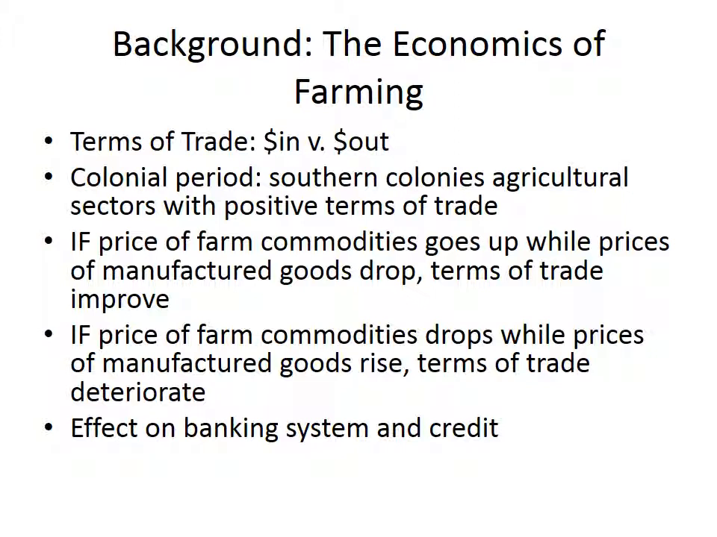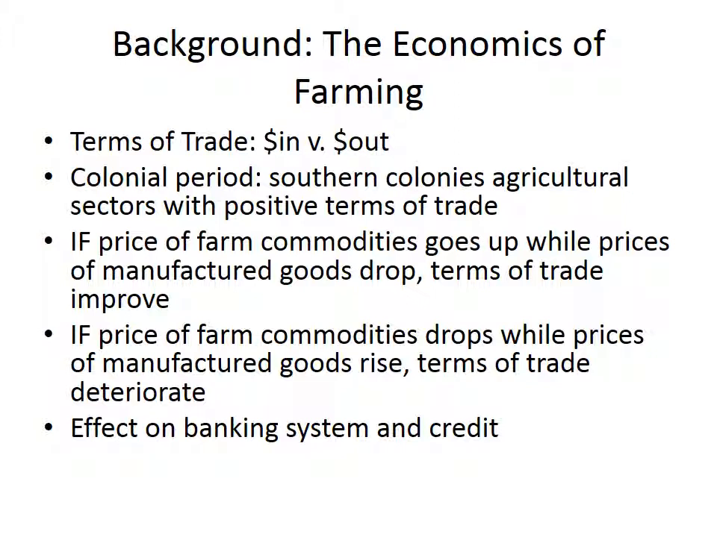Now, let's look at the history, very briefly, of farming through the history of the United States to date, up to about a little past the Civil War. Okay, in the colonial period, the southern colonies all produced cash crops, primarily tobacco, also rice and indigo. Because they produced cash crops, even in a mercantile system, at the time of the American Revolution, they had a positive balance of trade. So their terms of trade were positive. Their money in exceeded their money out, and so they were profiting.